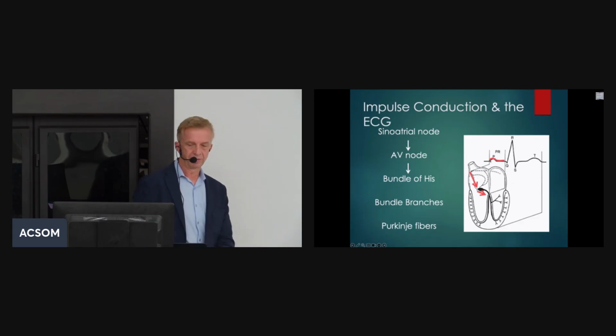First, the positive deflection is called the P wave, and then the line after the P wave is the PR segment, which is reflecting the conduction through the atria and the AV node. So the P wave and the PR segment reflect the initial formation of the impulse in the sinus node, and then conduction of the impulse through the atria and the AV node.